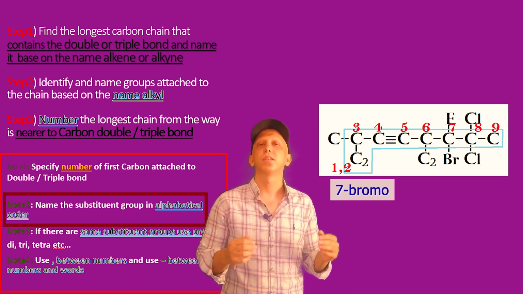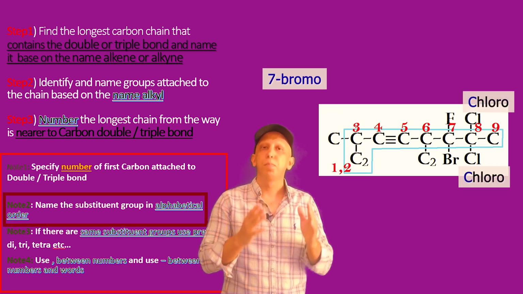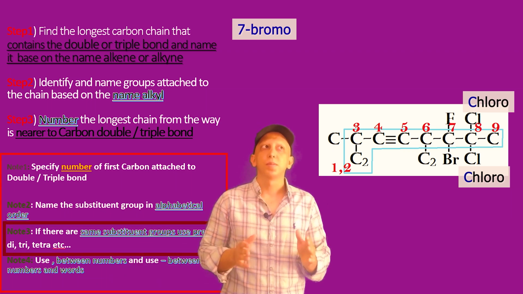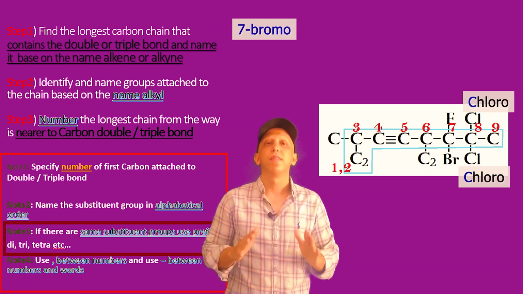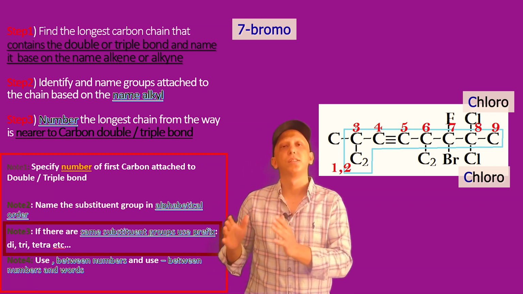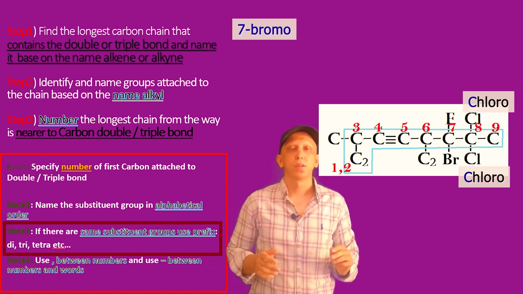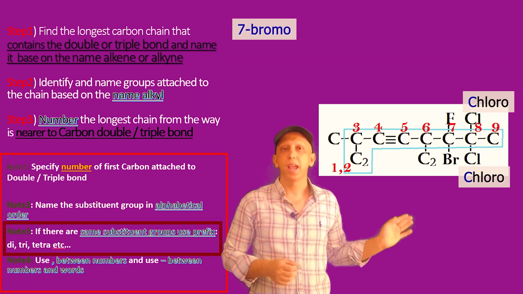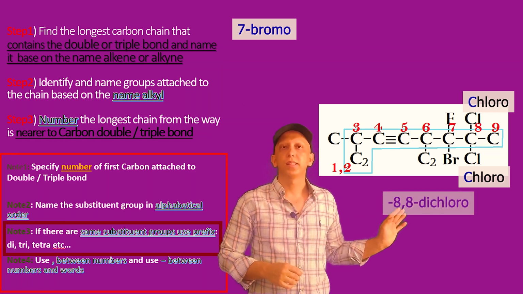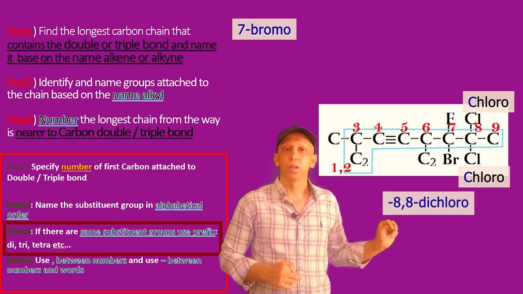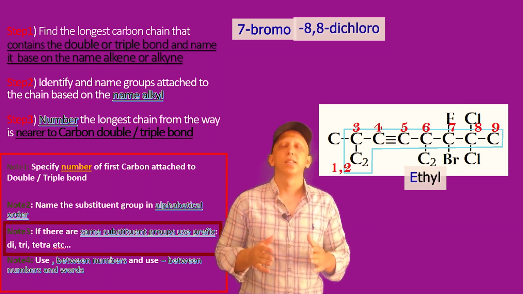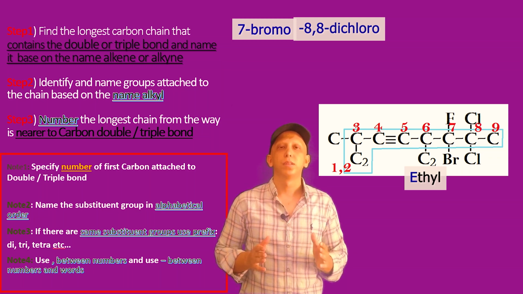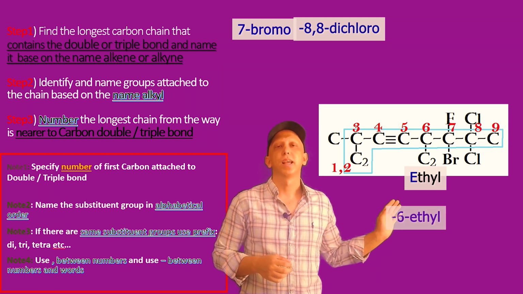Then we have to write chloro, which comes after B. We have 2 chloro, and we know from the notes that when we have more than one substituent group with the same name, we have to use the prefixes di, tri, tetra, penta, and so on. So we have 2 chloro here that both stick to carbon number 8, and we have to write 8,8 dash dichloro. Then we know that ethyl is closer to A and it sticks to carbon number 6, so we write 6-ethyl.